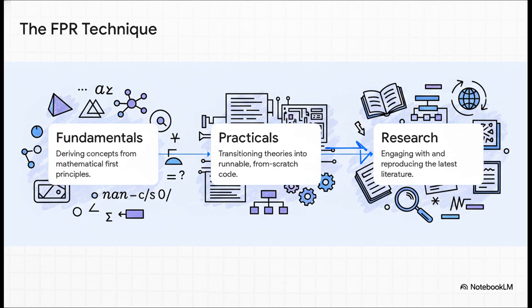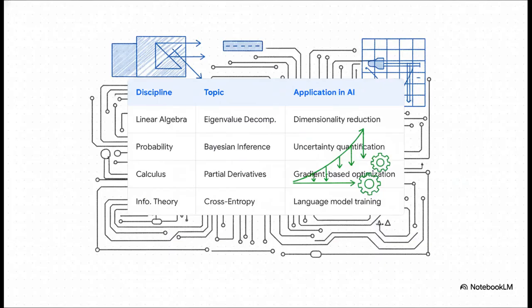First up, the fundamentals. We're talking the raw math that makes everything tick. Second, the practicals. This is where you translate all that theory into actual working code. And finally, you have research, getting your hands dirty with the latest scientific papers, maybe even reproducing them. Because see, the whole goal here is to know why something works, not just that it works. Big difference.